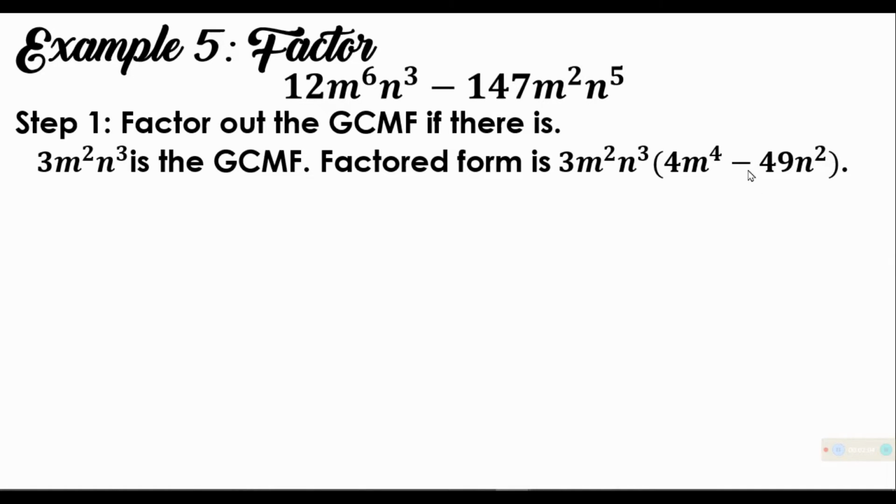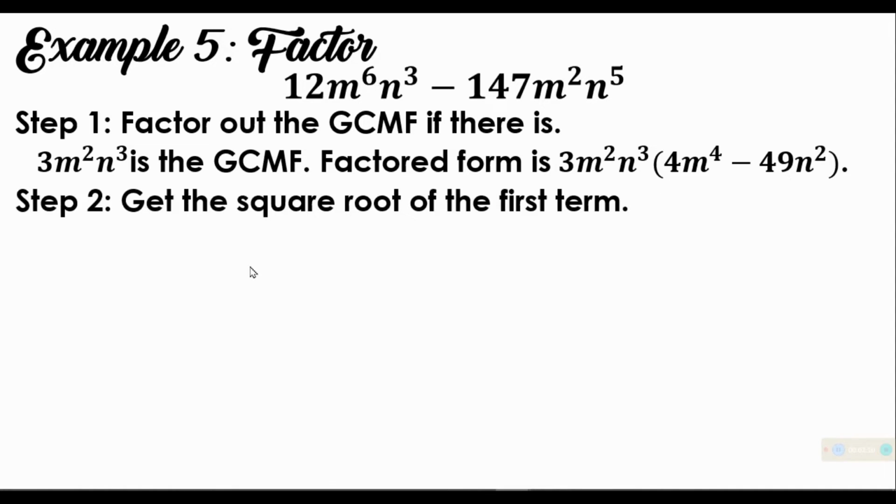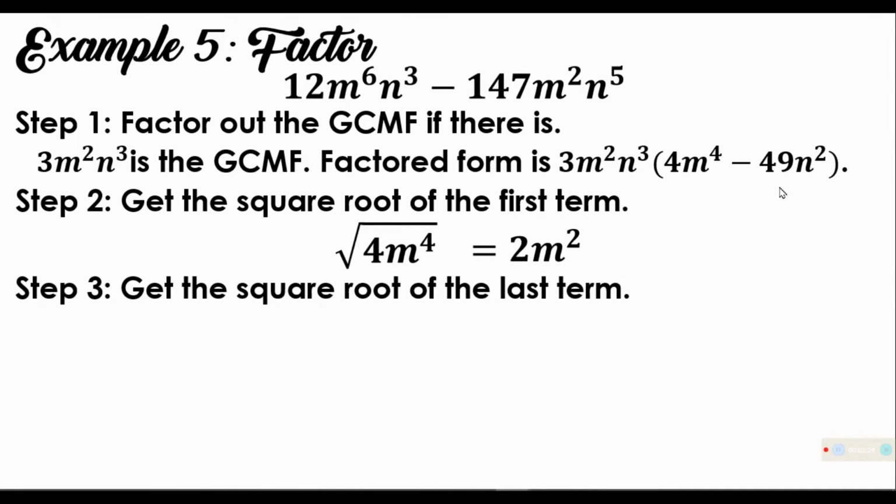Okay? So, dito na tayo ngayon titingin sa binomial or sa factored form na binomial. Then, let us proceed to step number 2. Get the square root of the first term. So, what is the square root of 4m to the 4th power? So, that is 2m squared. And then, on step number 3, get the square root of the second term. What is the square root of 49n squared?